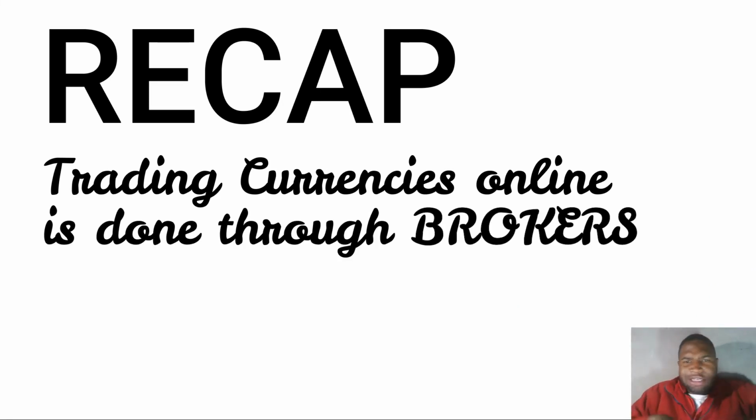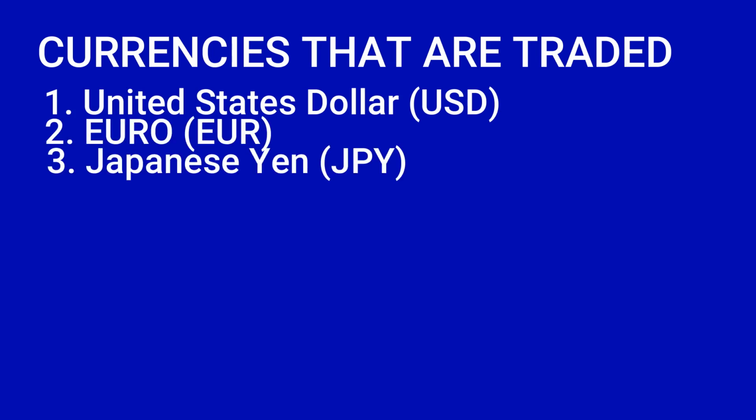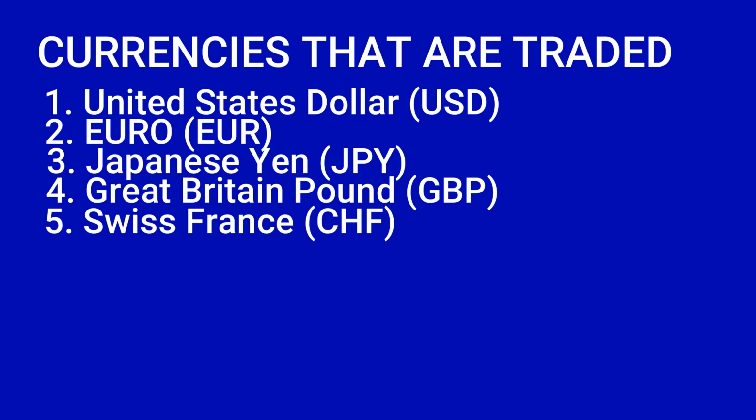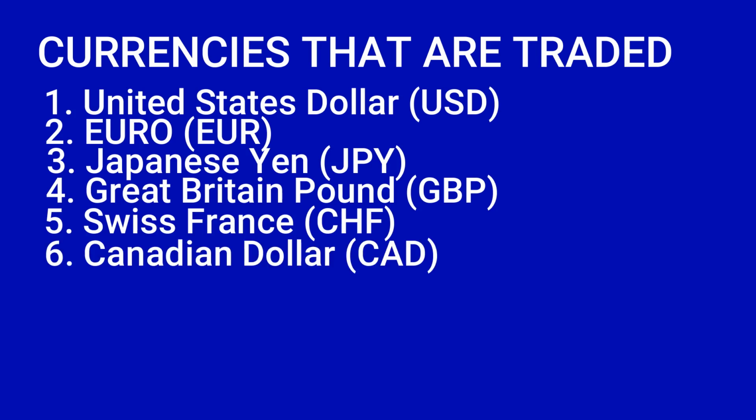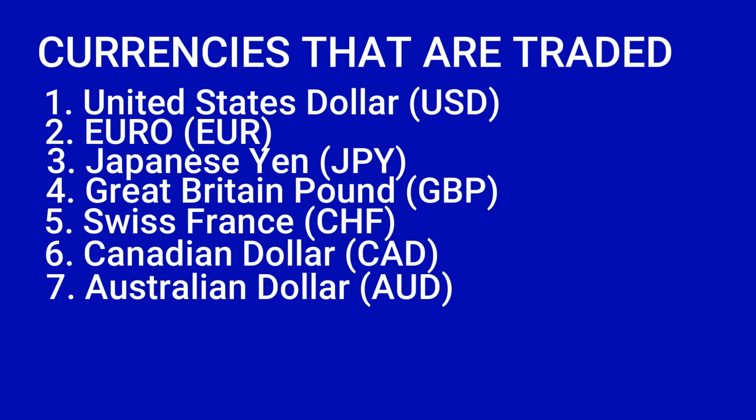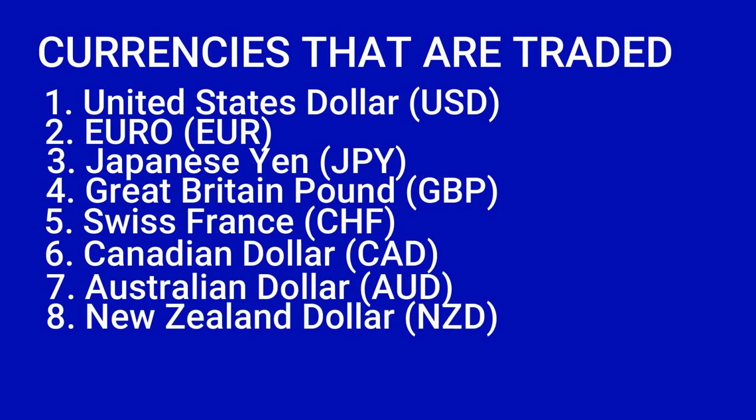Now, this whole setup might seem a bit confusing. Why? Because instead of doing it physically by going to the bank, you are now doing it online through these online exchange offices called brokers. Out of a whole bunch of currencies that can be traded on the forex market, we are just going to focus on the following 8 currencies: the United States dollar, the euro, the Japanese yen, the Great Britain pound, the Swiss franc, the Canadian dollar, the Aussie or Australian dollar, and lastly the New Zealand dollar.